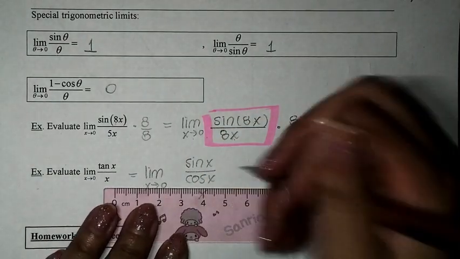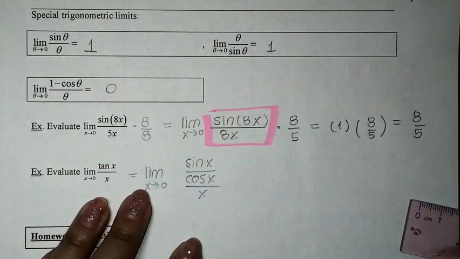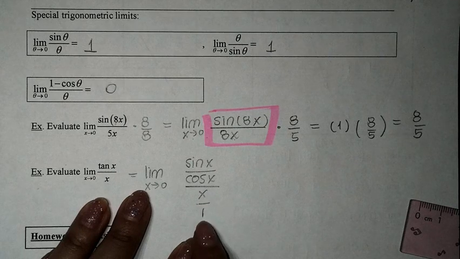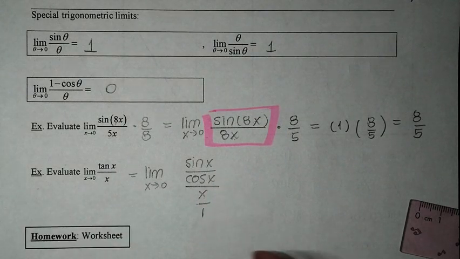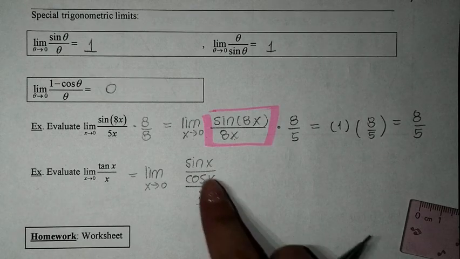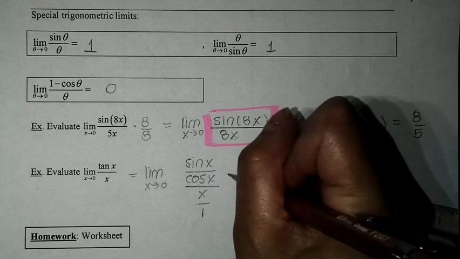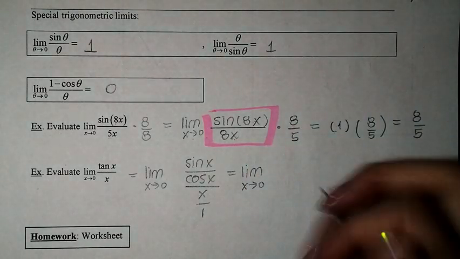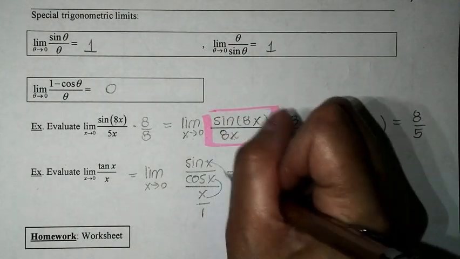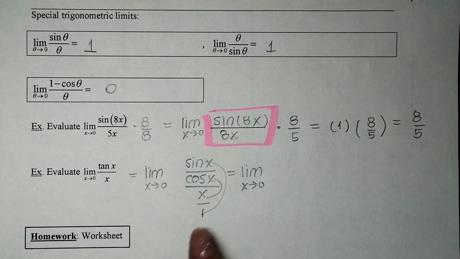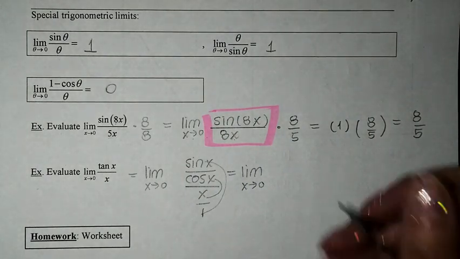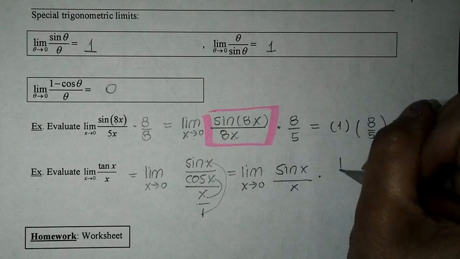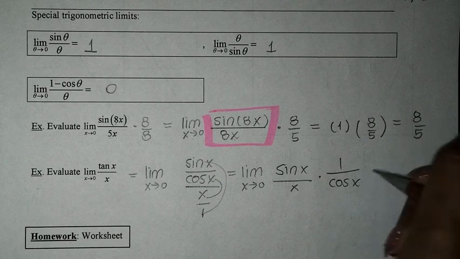What you can see here is you're like, okay, so I see very promising things. Do you agree that x is the same as x over 1? So I put that one. Why? Because I see the sine of x and the x. So reorganize this, using the rules to simplify fractions. So what you have here is sine of x divided by x times 1 over cosine x. Do you agree with that?